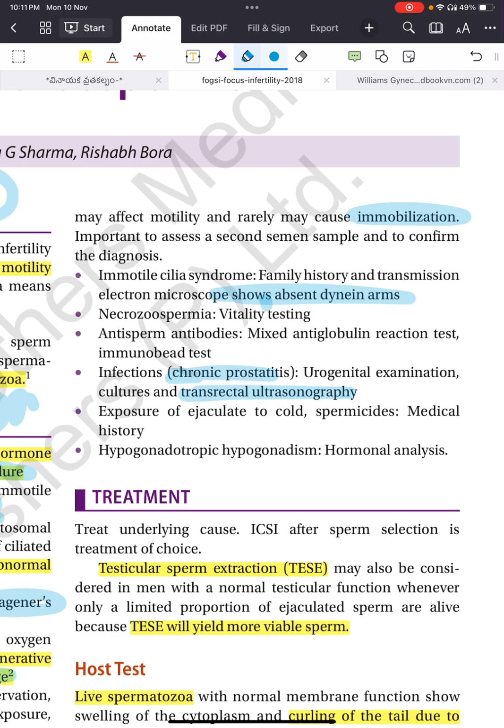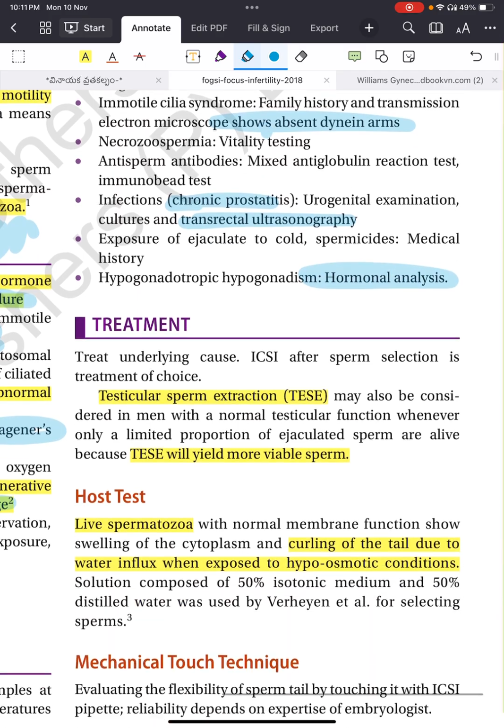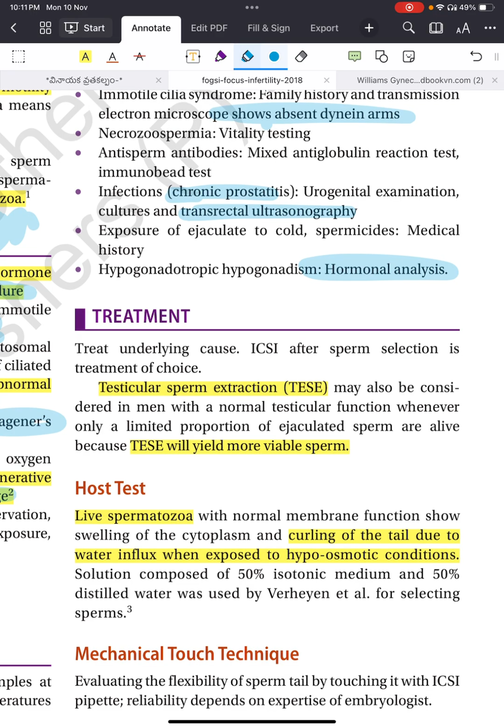Hypogonadotrophic hypogonadism, how will you find out? By means of hormonal analysis. Okay, this is the investigation. Now, how will you treat a patient with asthenozoospermia? Treat the cause. Basically the sperm is unable to move, so for that we'll go with ICSI. We will go for ICSI after sperm selection.